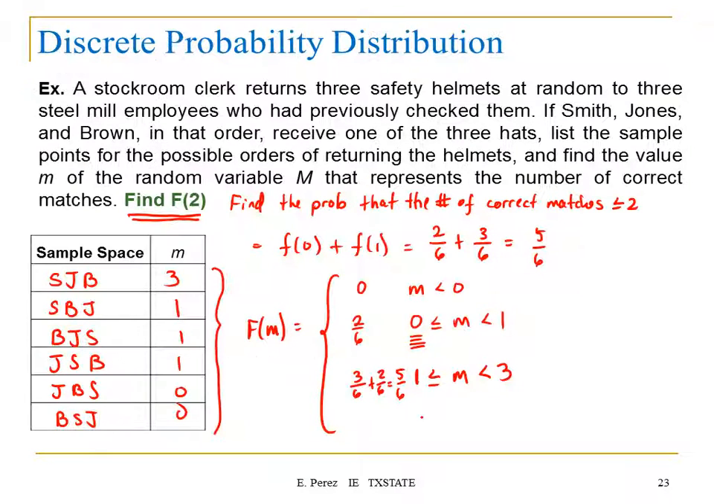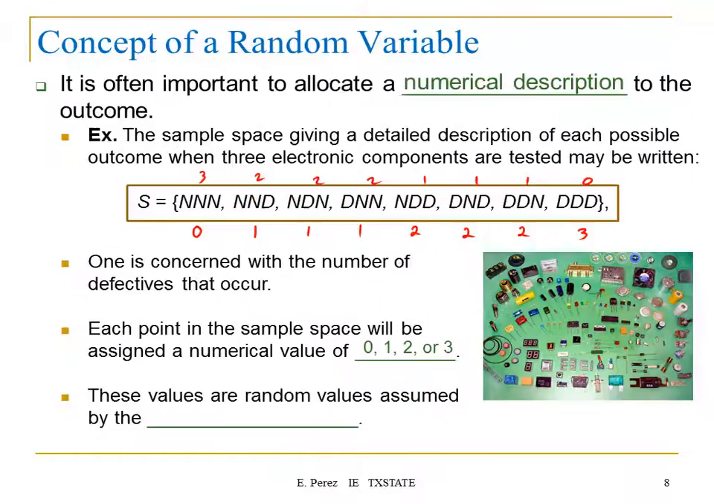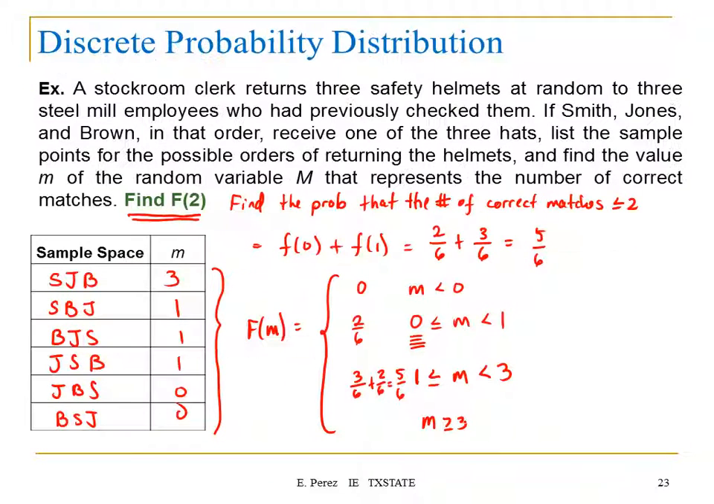And the last one is when 3 is included. So all the values that are greater or equal to 3, that will be equal to 1, which is 2 over 6 plus 3 over 6 plus 1 over 6. That's 1.